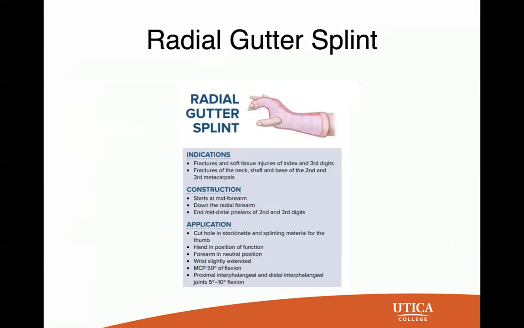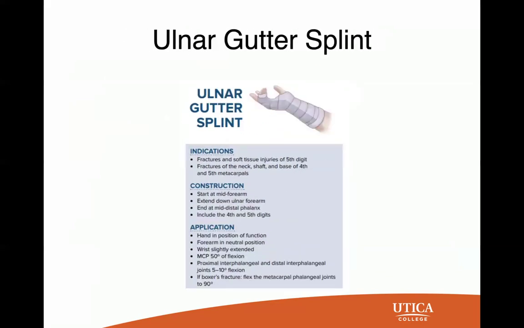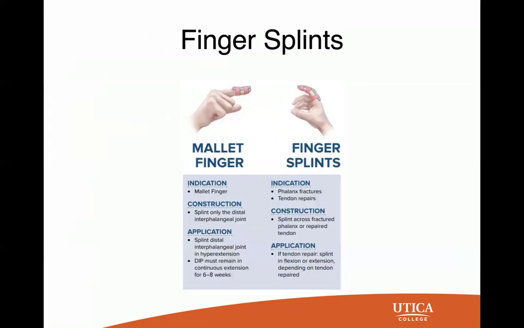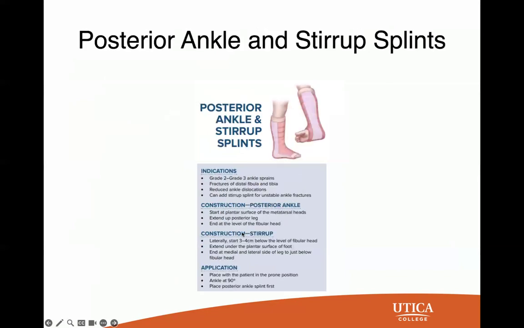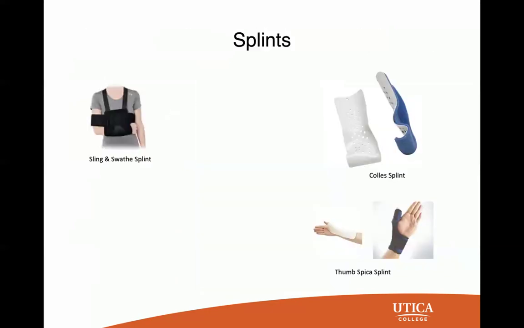This is another version of a splint. There's a few of them in here. You'll also get a sheet of this at Immersion. These are finger splints. So they all have different applications. If you look down here, it can tell you when you want to use it, how you create it, and then how you apply it. Some different versions of splints.